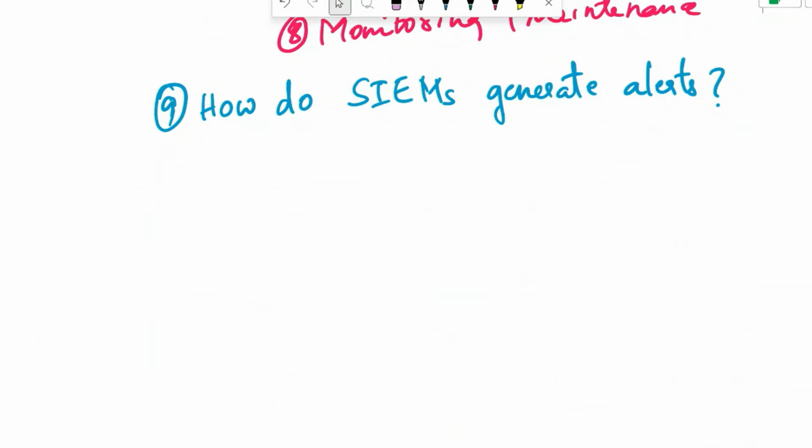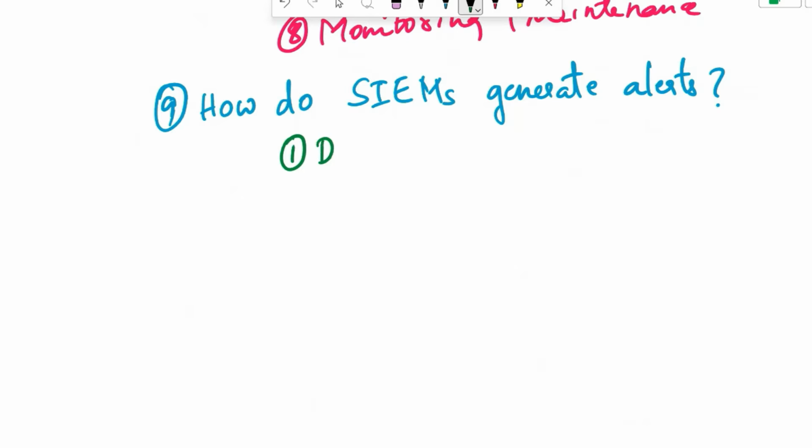How do SIMs generate alerts? SIMs generate alerts by monitoring and analyzing data from various sources within an organization's IT infrastructure. These sources may include network devices, servers, applications, endpoints, and so on. SIMs help identify potential security threats, breaches, or unusual activities by correlating events and comparing them against predefined rules and patterns. So let's see it step by step.